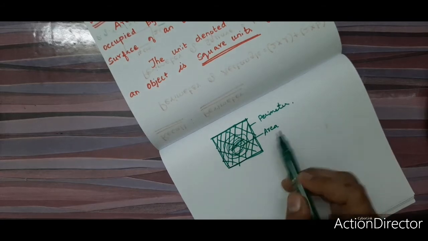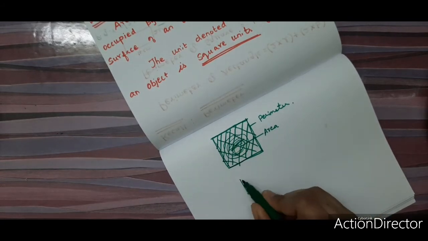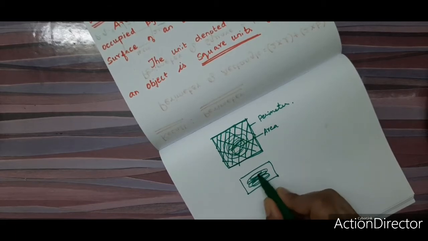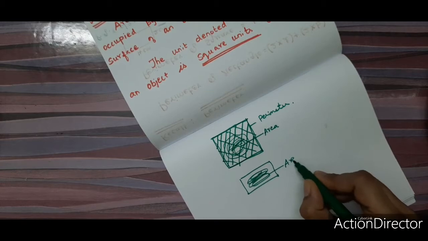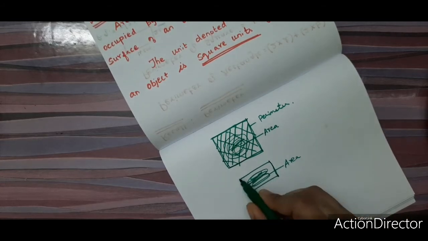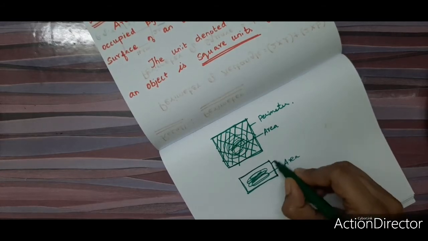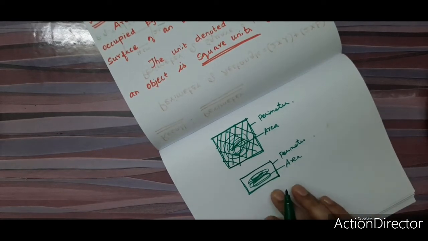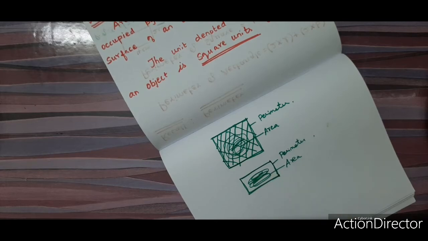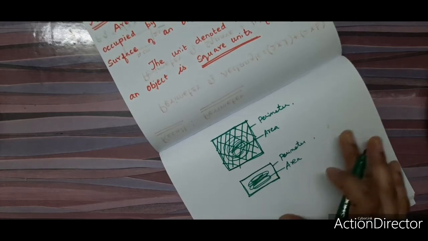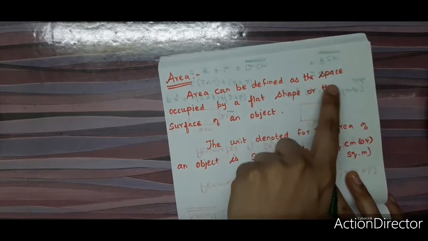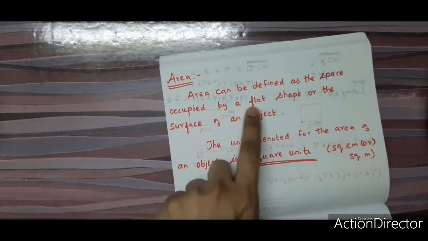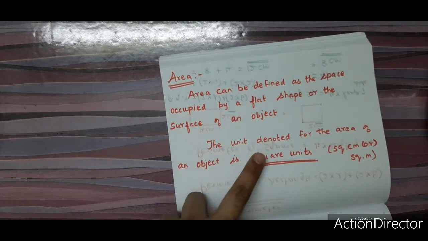Now you can understand. Suppose consider this is the rectangle. The inside part of the rectangle is called area, and the boundary of this rectangle is called perimeter. Now we are going to learn how to calculate area of a closed surface. Area can be defined as the space occupied inside by a flat shape or a surface of an object.